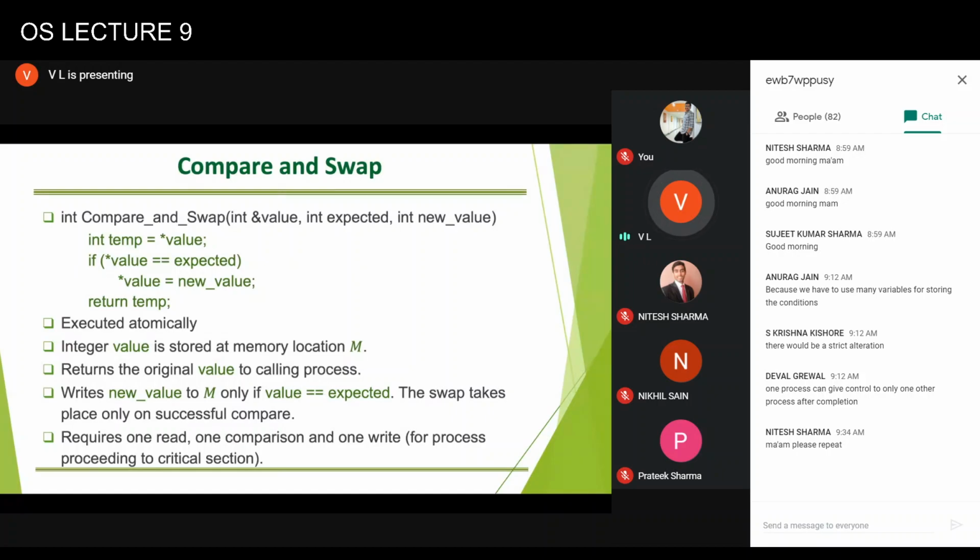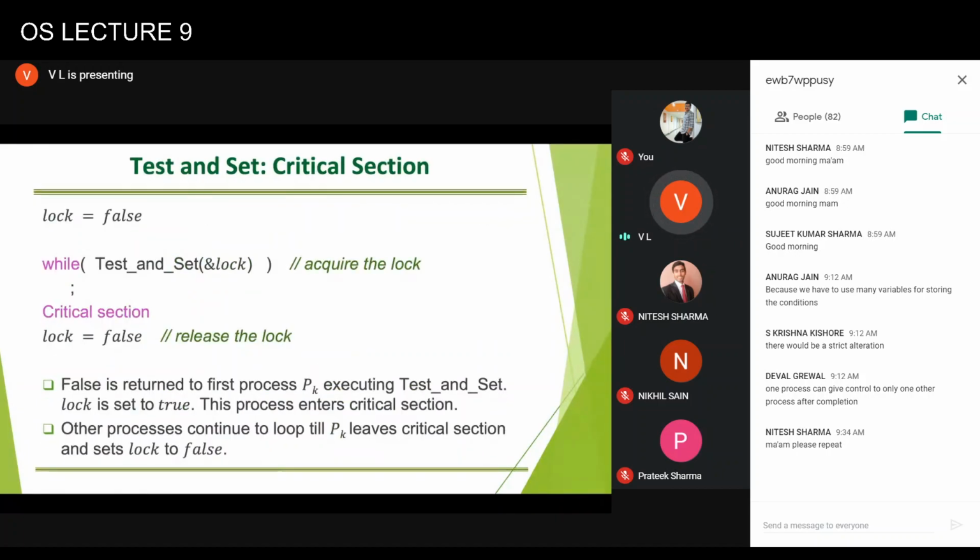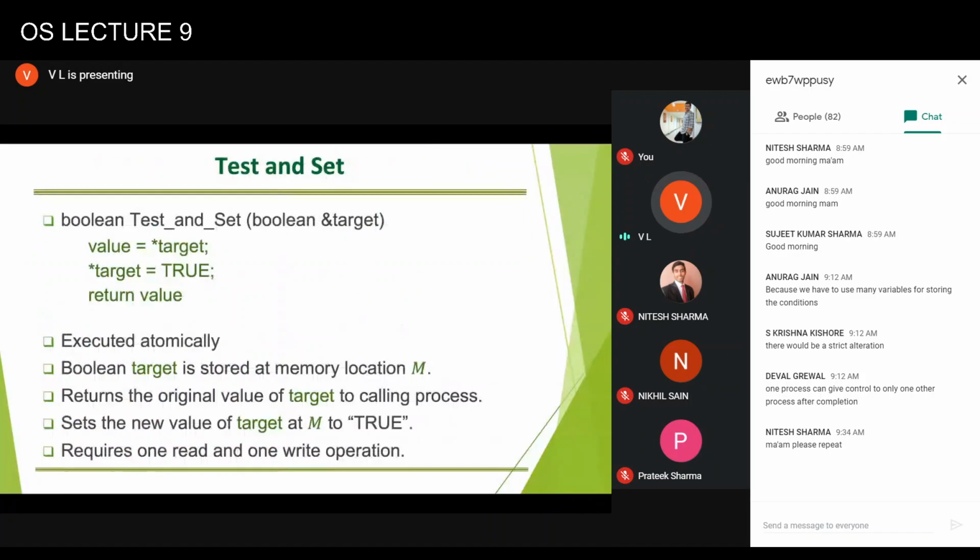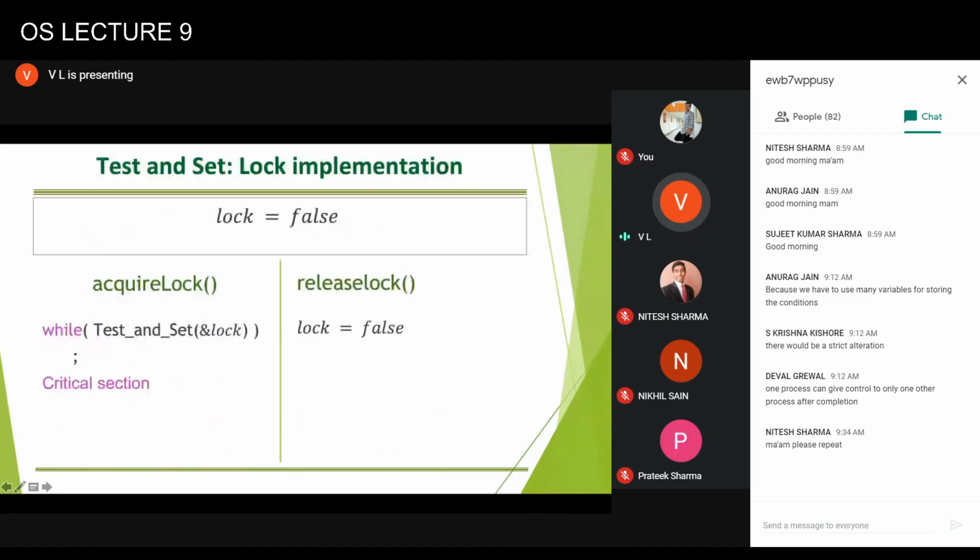Second instruction. Some of the processors support test and set, but the problem with test and set is that it works only on Boolean variables, so there is not much flexibility, and it always requires one read and one write, irrespective of whatever.